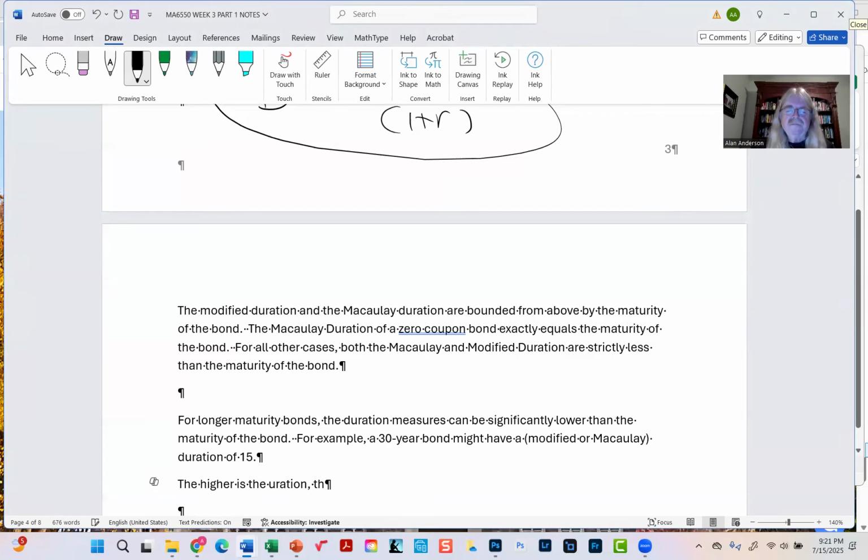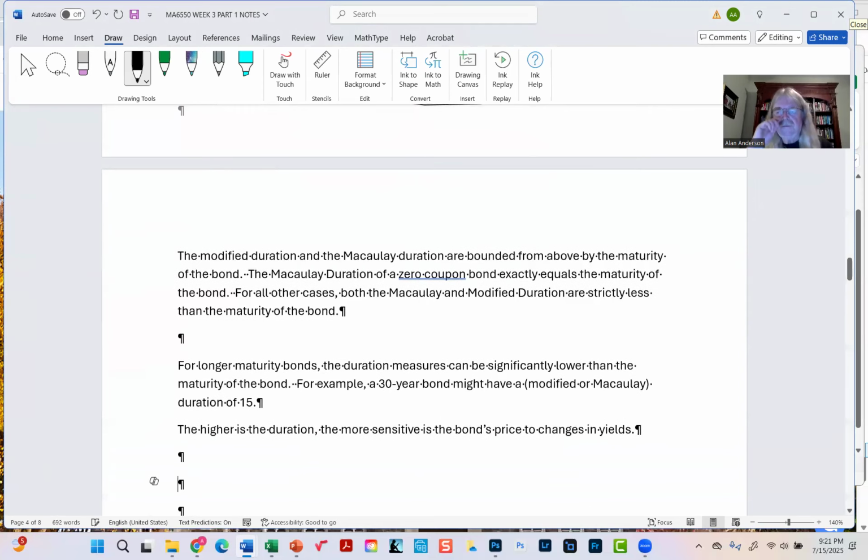And of course, the higher the duration, the more sensitive is the bond's price to changes in rates. So long duration means higher risk. That's the bottom line. Okay. Plus, this number gives you the exact amount by which you would expect the bond's price to change if yields do change by a specific amount.